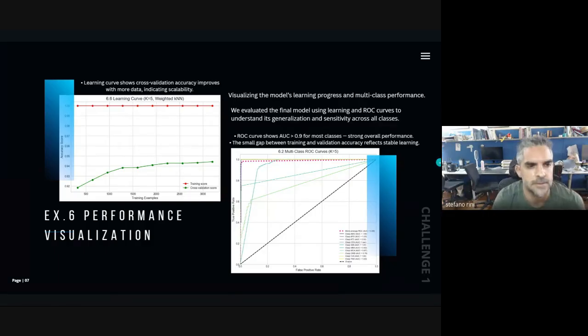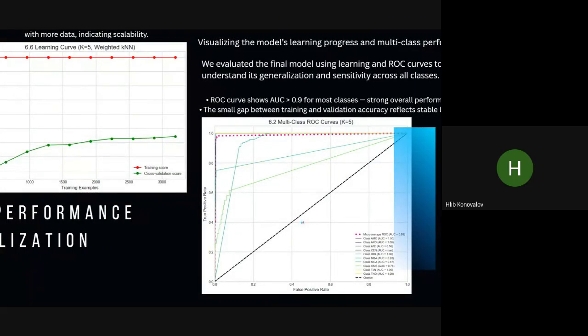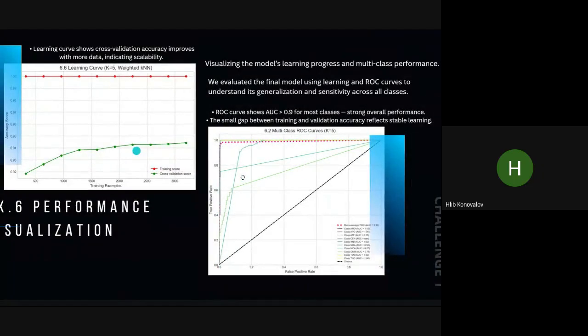Go ahead. So this is my part about visualization. Here you can see graphs also for exercise 4. Well, first of all, the ROC is, I would say, extremely good for most of the classes. Also you can see that still for some of them, like OMB, it's not so good. And on this graph, it's the learning curve for k equals 5.